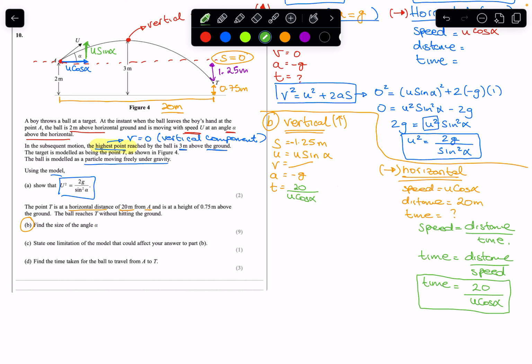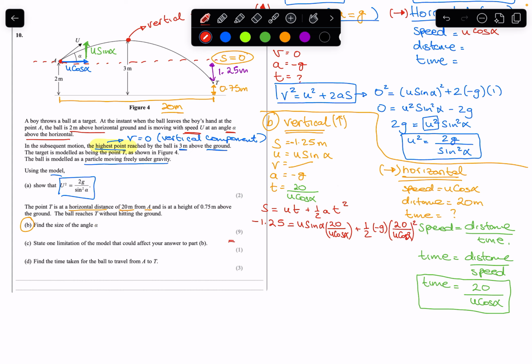That will be simply the following formula, which is displacement: s equals ut plus a half at squared. So now let's substitute in all the values in this equation. So that becomes minus 1.25 is equal to my ut. My u in this case is u sine alpha times my t, which is 20 over u cos alpha, plus a half, and my a is minus g, and my t squared in this case will be 20 over u cos alpha all squared.